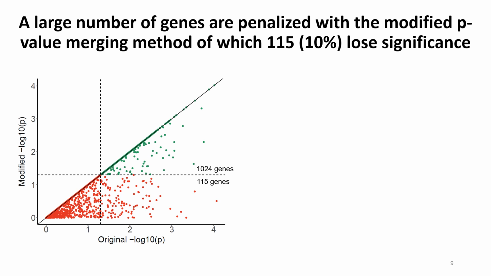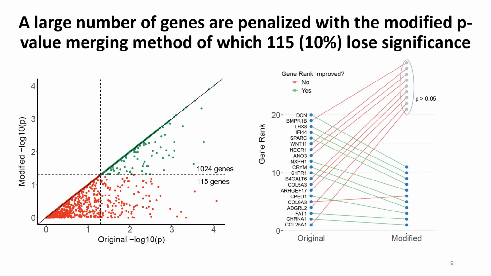And genes that pass this vertical dashed line here are considered significant. So roughly 115 genes of the ones that were originally considered significant are now no longer significant because they were penalized and had inconsistent directionality, whilst 1,024 genes are prioritized.